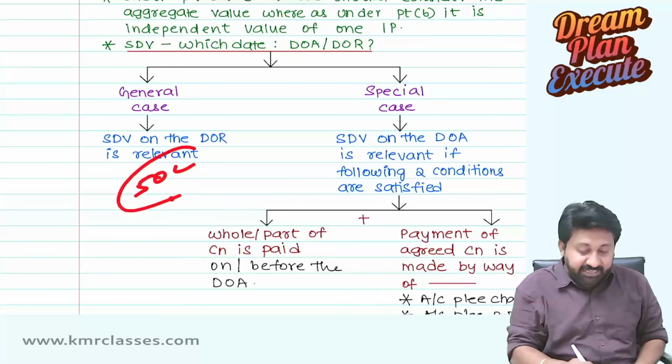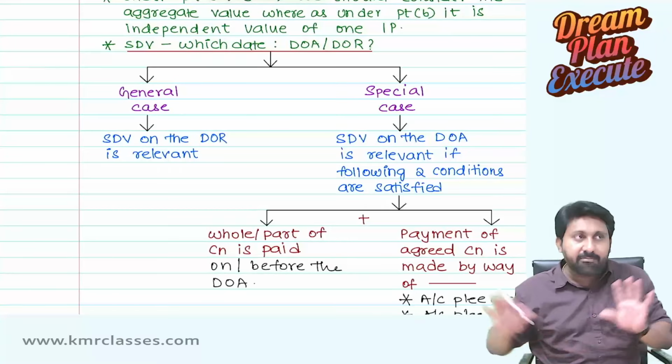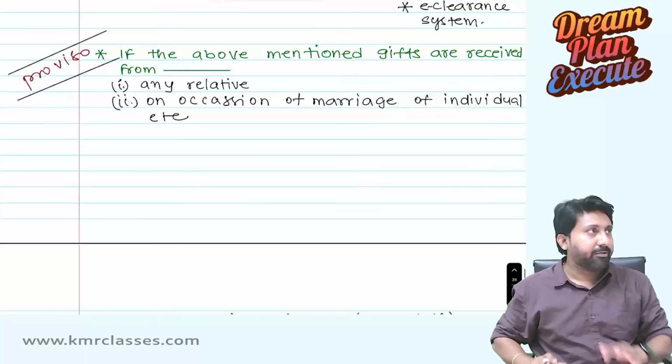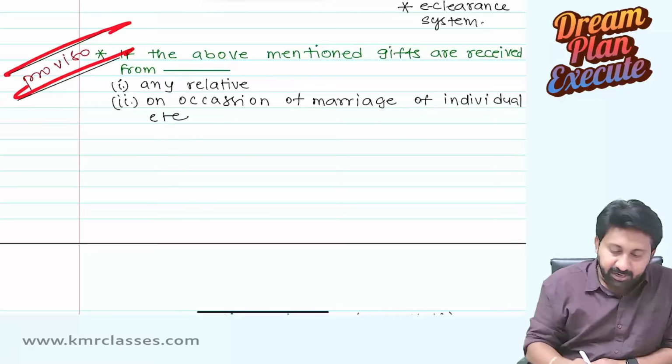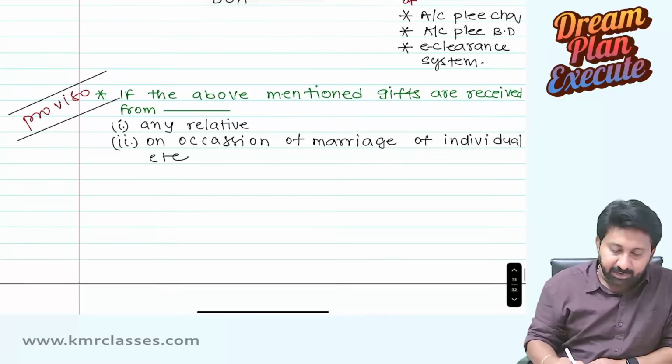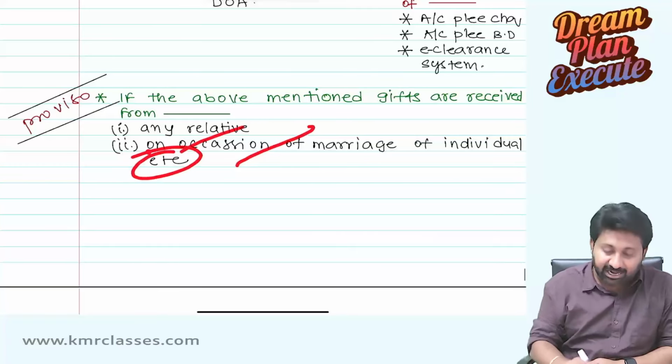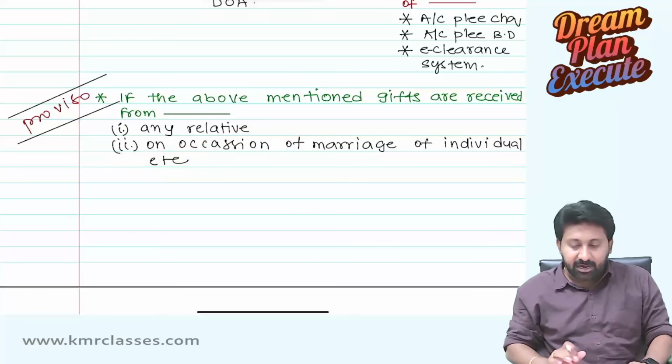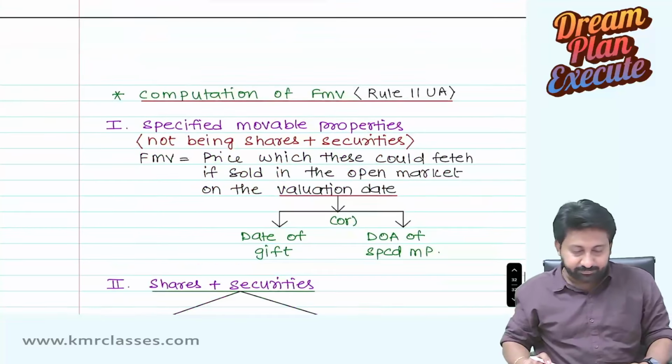Subjected to section 50C. 50C we did not complete. That's why I'm not touching that part of the proviso. Okay. Next, proviso: if the above-mentioned gifts are received from a relative or on the occasion of marriage, etc., so many are there, then it will not get attracted.